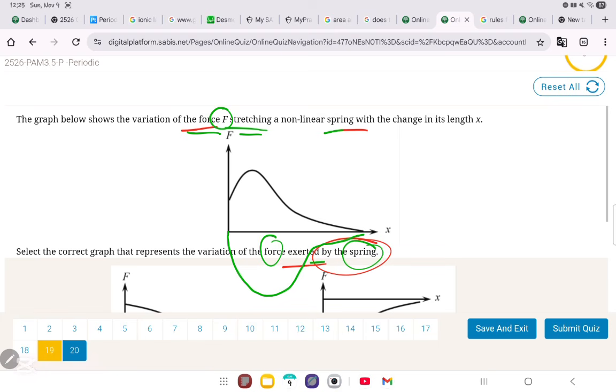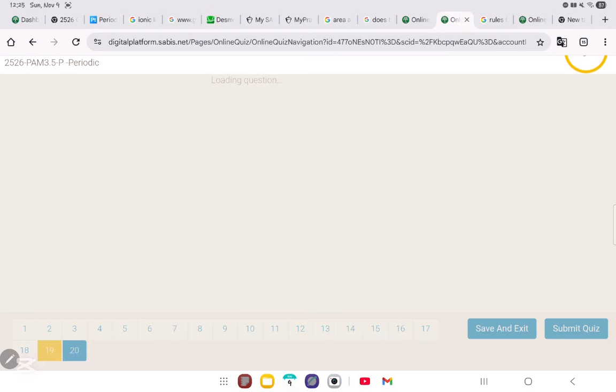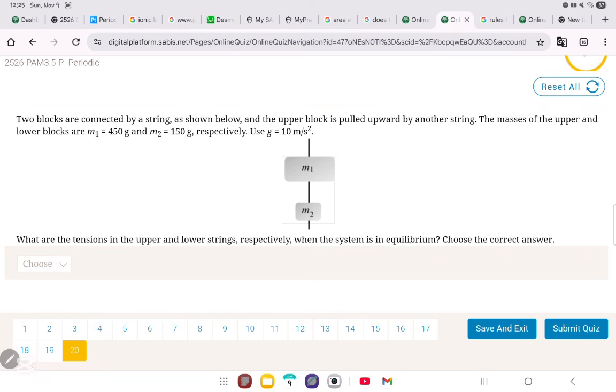Now, last but not least, we move on to question number 20. Two blocks are connected by a string as shown below, and the upper block is pulled upward by another string. The masses of the upper and lower blocks are M1 and M2. It's in grams, so you change it to kilograms, so 0.45 kilograms and 0.15 kilograms respectively. Use g as 10. What are the tensions in the upper and lower string? They want the tension here, tension here. So tension 1 is pulling mass 1 and mass 2. So combined, it's going to be mass 1 plus mass 2, which is 0.45 kg plus 0.15 kg. In total, it's going to be 0.60 kg.